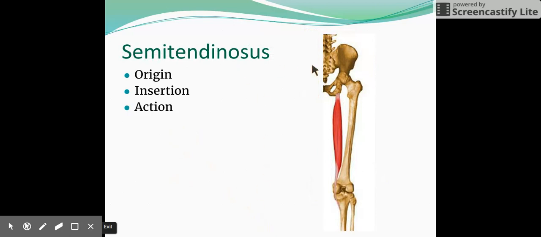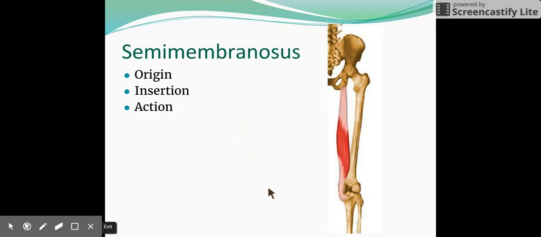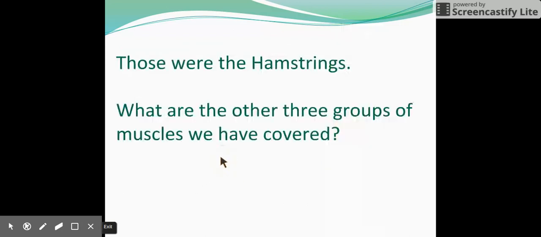Now, semitendinosus. It gets its name for this tendon down here. And its origin is up here on the pubis. Its insertion is here in the tibia. And of course, its action is to flex the knee because it's part of the hamstring muscle group. And all muscles in a muscle group have the same action. Here is semimembranosus. It has these really thick membranous attachments. That's how it gets its name, membranosus. Its origin is up here at the pubis, and its insertion is here at the tibia. And of course, its action is to flex the knee.